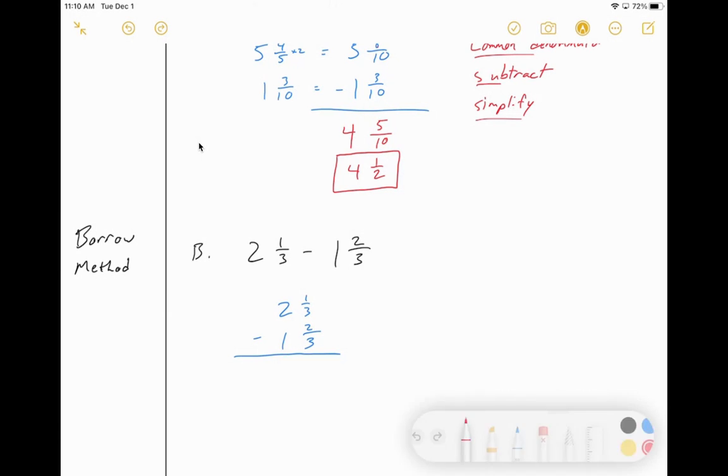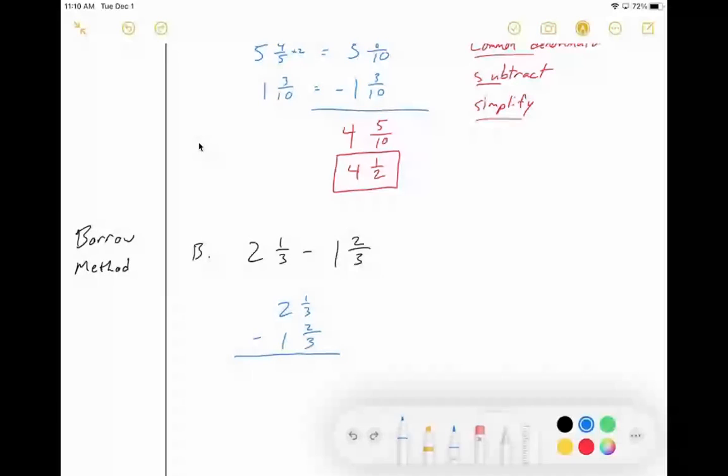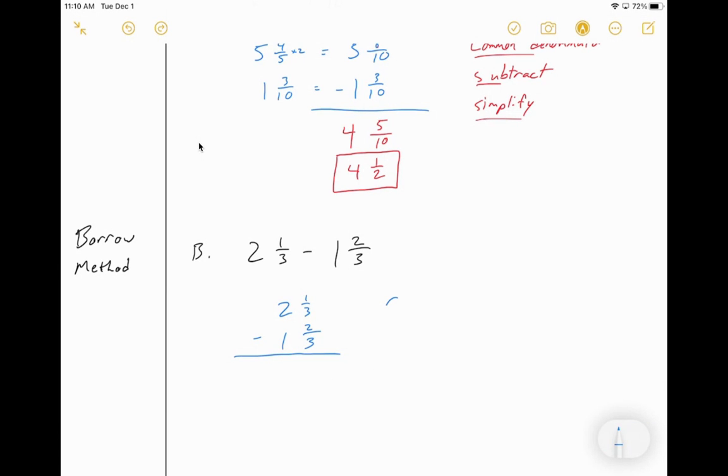Think of it this way, all right? And I'm going to kind of draw it out just so you can get a concept of it. 2 1/3 looks like this. This is 1 whole, 2 wholes, and 1/3. Okay? 1 2/3 looks like this. This is 1 2/3.